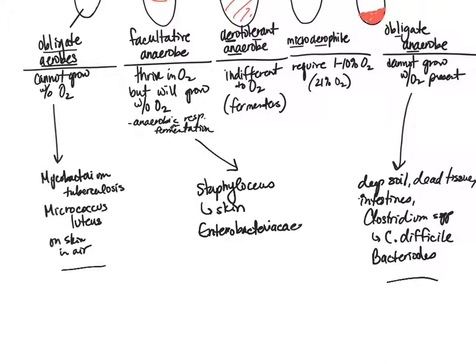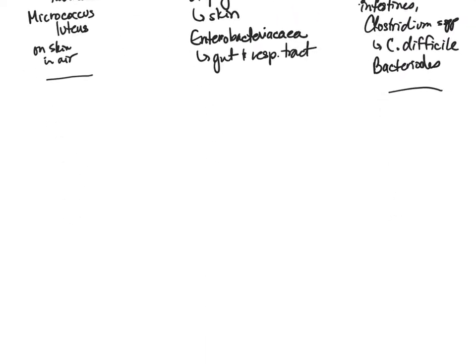Enterobacteriaceae. And these are the ones that we find in the gut and respiratory tract. So if we have some of these organisms that are obligate anaerobes or facultative, and we need to grow them in an environment without oxygen, there are a couple of ways that we can do that. So we can use something called an anaerobic jar.